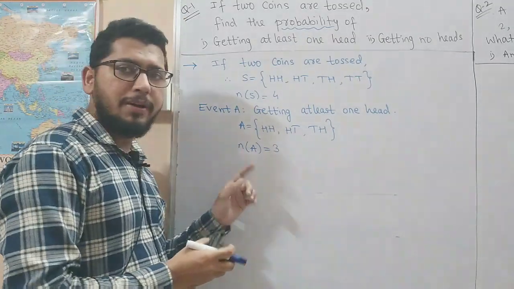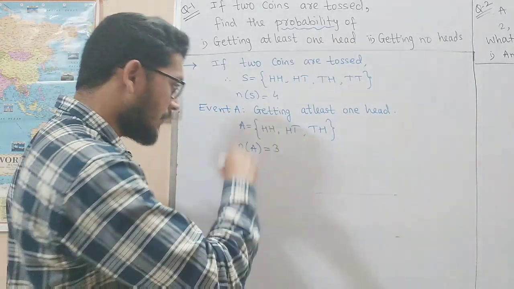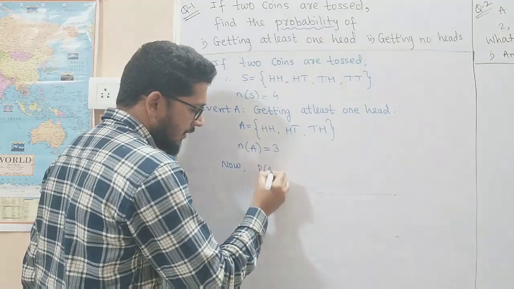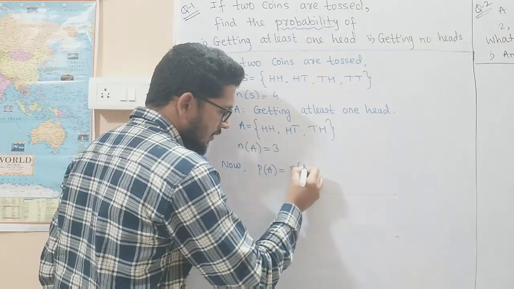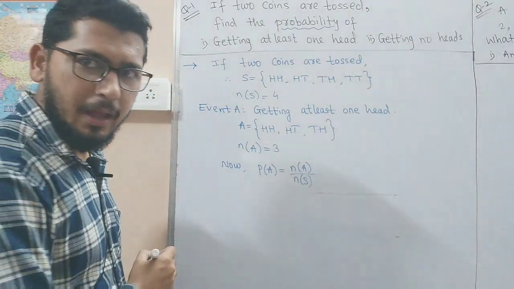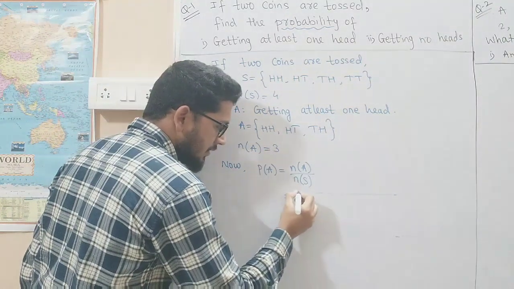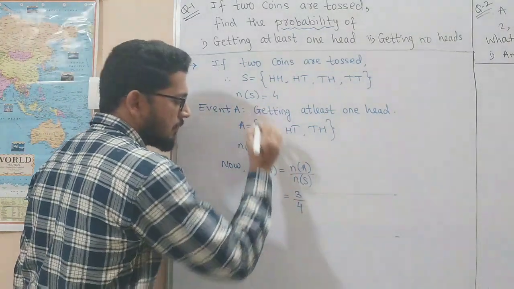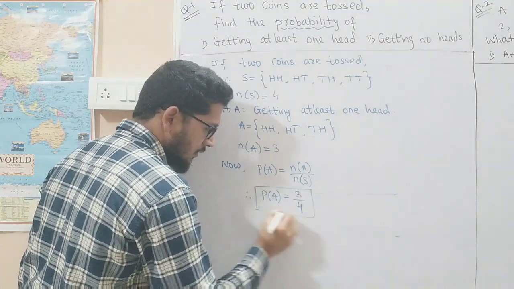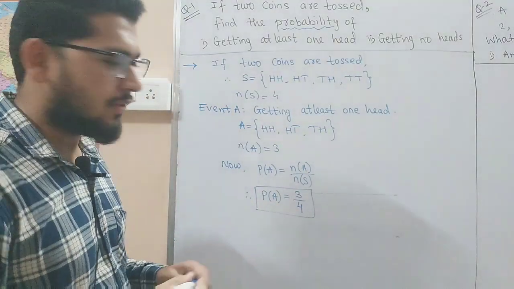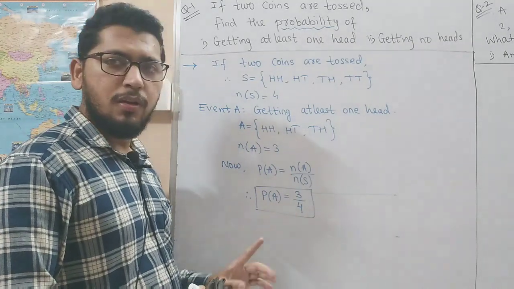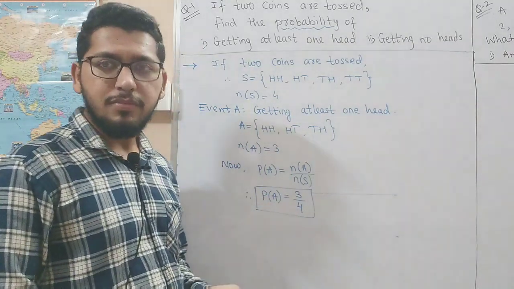Now we have to find the probability for A. अभी probability निकालने के लिए अब हम formula use करेंगे. Now probability of A is equal to n of A upon n of S. Number of events divided by number of sample points. So what is the number of events? 3. What is the sample space? Number of sample points 4. So therefore P of A will be 3 upon 4. This is the answer. Understood how we have calculated the probability of A, n of A upon n of S. n of A is 3, n of S is 4. Therefore the probability of A is 3 upon 4.